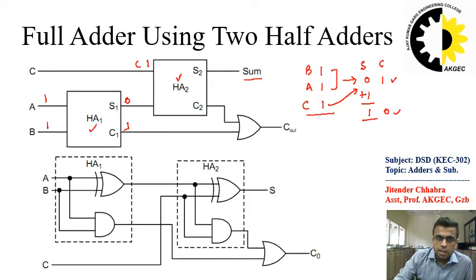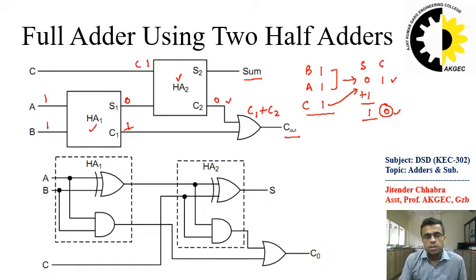This is the first stage carry and this is the second stage carry. We can see that this second stage carry is 0, so I am placing a 0 here. So in the first stage carry was 1 and in the second stage carry is 0, but in any of the situations, if carry is generated, either in the first case or in the second case, it will be considered. That means this is the logical addition of these two carries, C1 plus C2. This becomes my final C out. So this is the concept of full adder using two half adders.